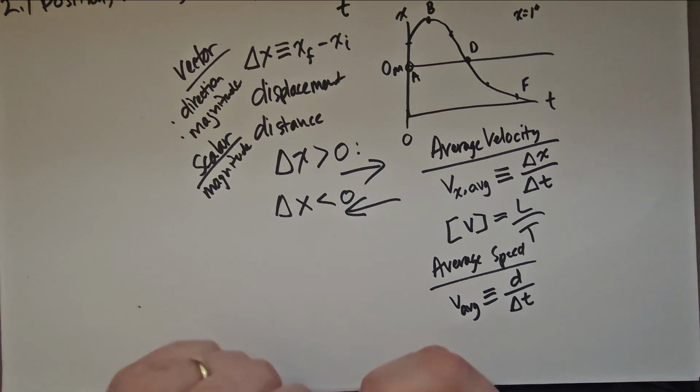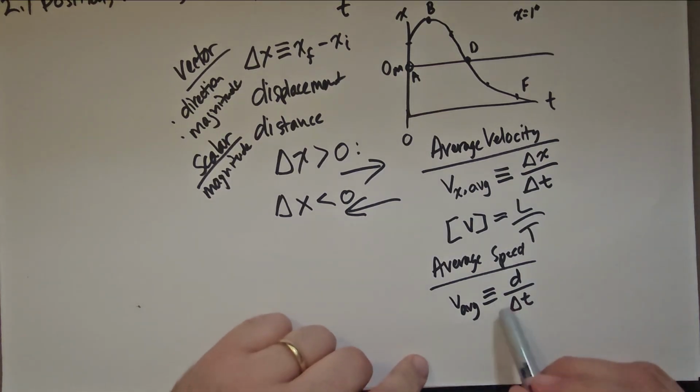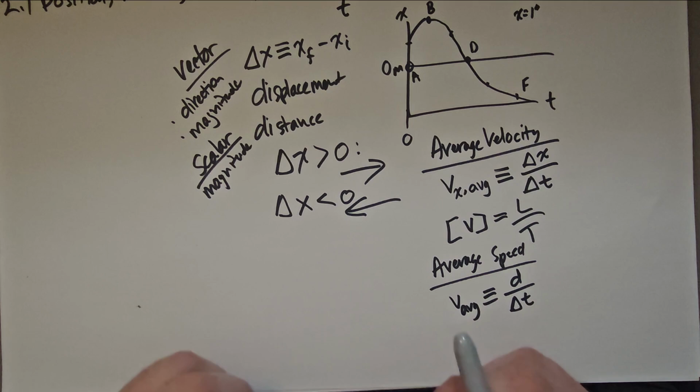Because of the way average velocity and average speed work, it doesn't tell you a lot about what's really going on with the particle. It doesn't tell you what's happening in between those two positions. It gives you a general picture, but it doesn't really give you a lot of details.